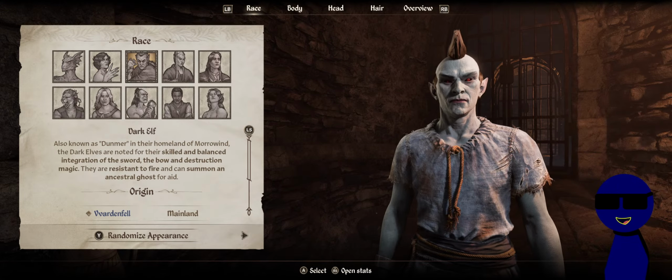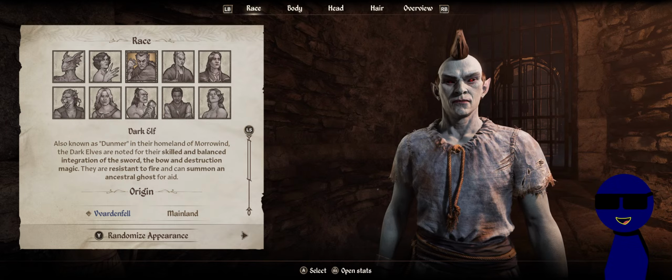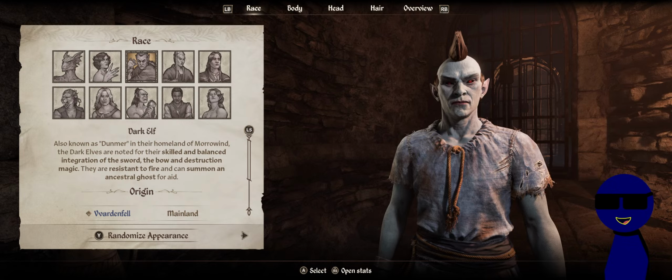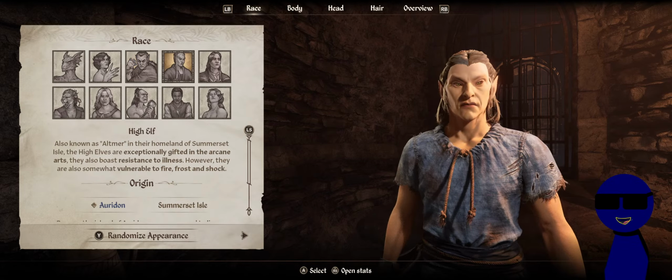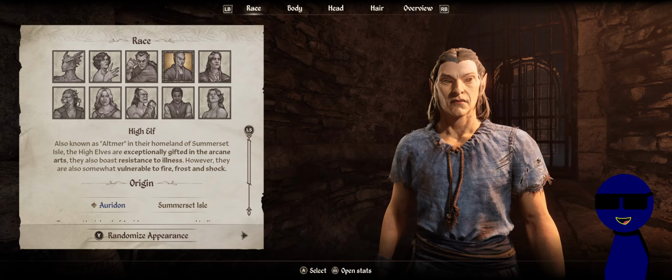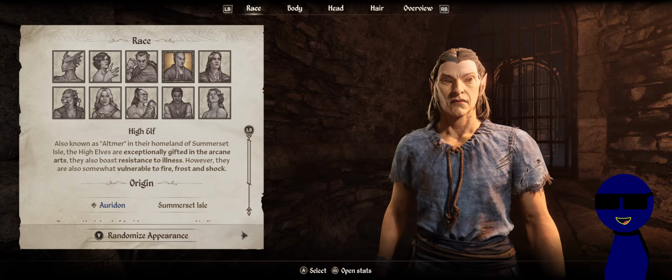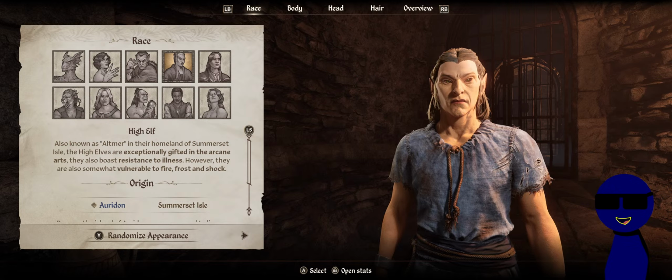The Dark Elf, also known as Dunmer in their homeland of Morrowind. The Dark Elves are noted for their skill, balance, integration of the sword, bow, and destruction magic. They are resistant to fire and can summon an ancestral ghost for aid. The High Elf, also known as Altmer, in their homeland of the Summerset Isles, are exceptionally gifted in the arcane arts. They also boast a resistance to illness. However, they are also somewhat vulnerable to fire, frost, and shock.